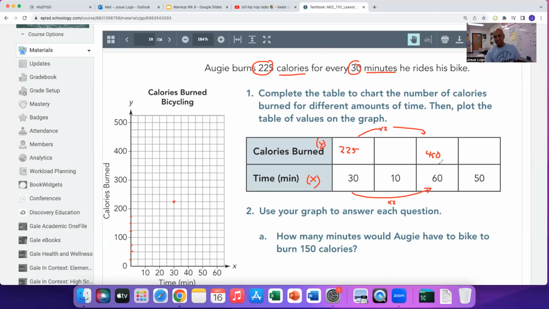Now when it's 60, we have 450. So here's 60, and 60 is going to go up to 450. Here's 400, 425, 450. So we are up here. And already you can see that it's going to make a straight line.